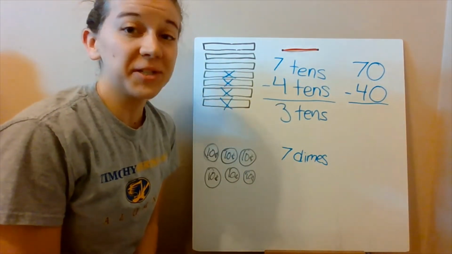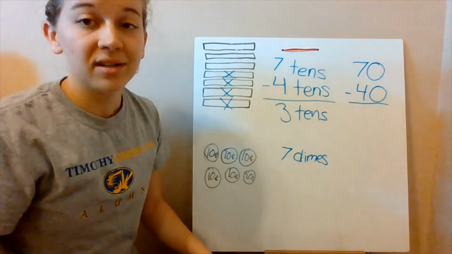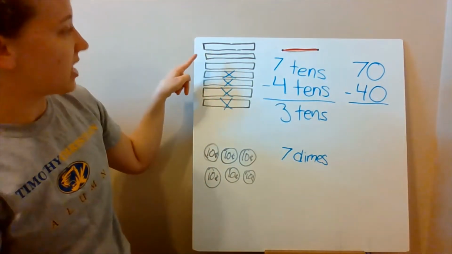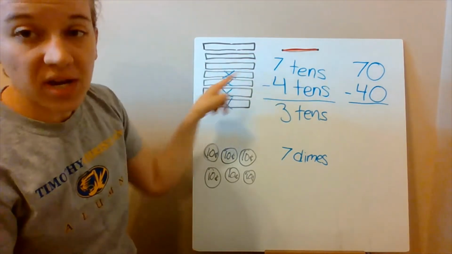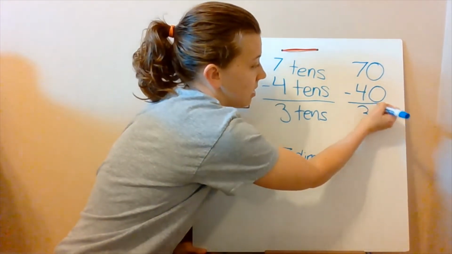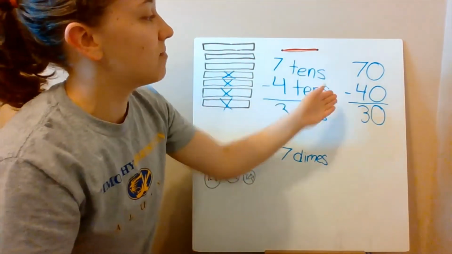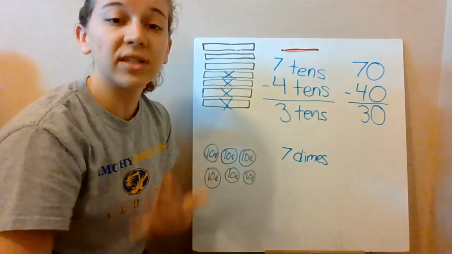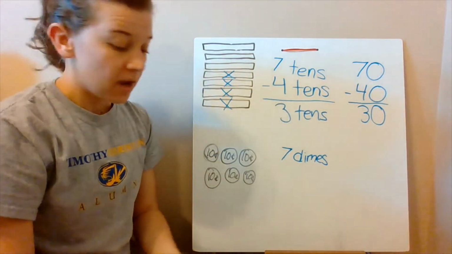3 tens. What does 3 tens equal to? 30. Good, right? 10, 20, 30. 3 tens is equal to 30. Okay? Excellent. So then 70 minus 40 equals 30. So that's how many hats were left in the store.